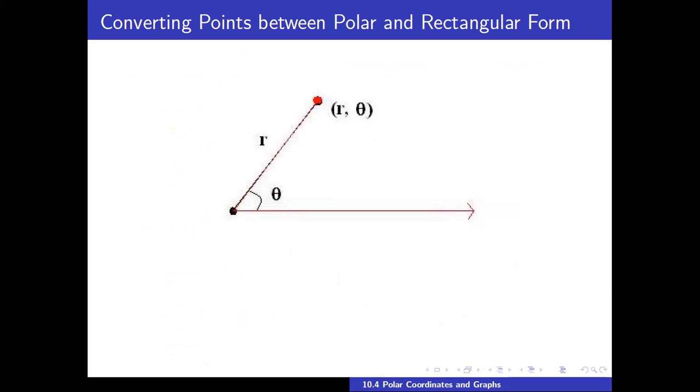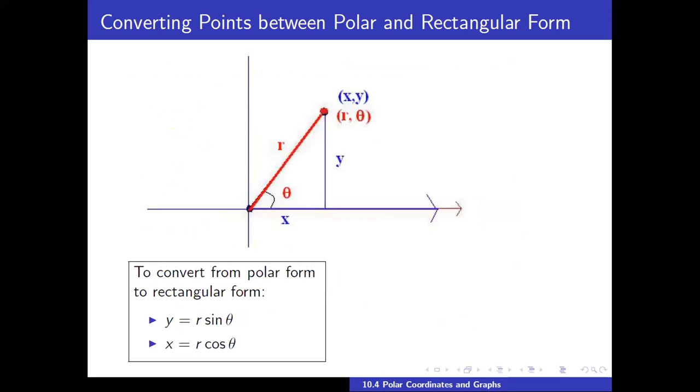Let's talk about converting between polar and rectangular forms. We need to find relationships between the two, yes? Like I said, the way we do it is by putting the pole at the origin, and the polar axis on the x-axis. Now, the radius is the hypotenuse of this little right triangle. See what I'm saying?